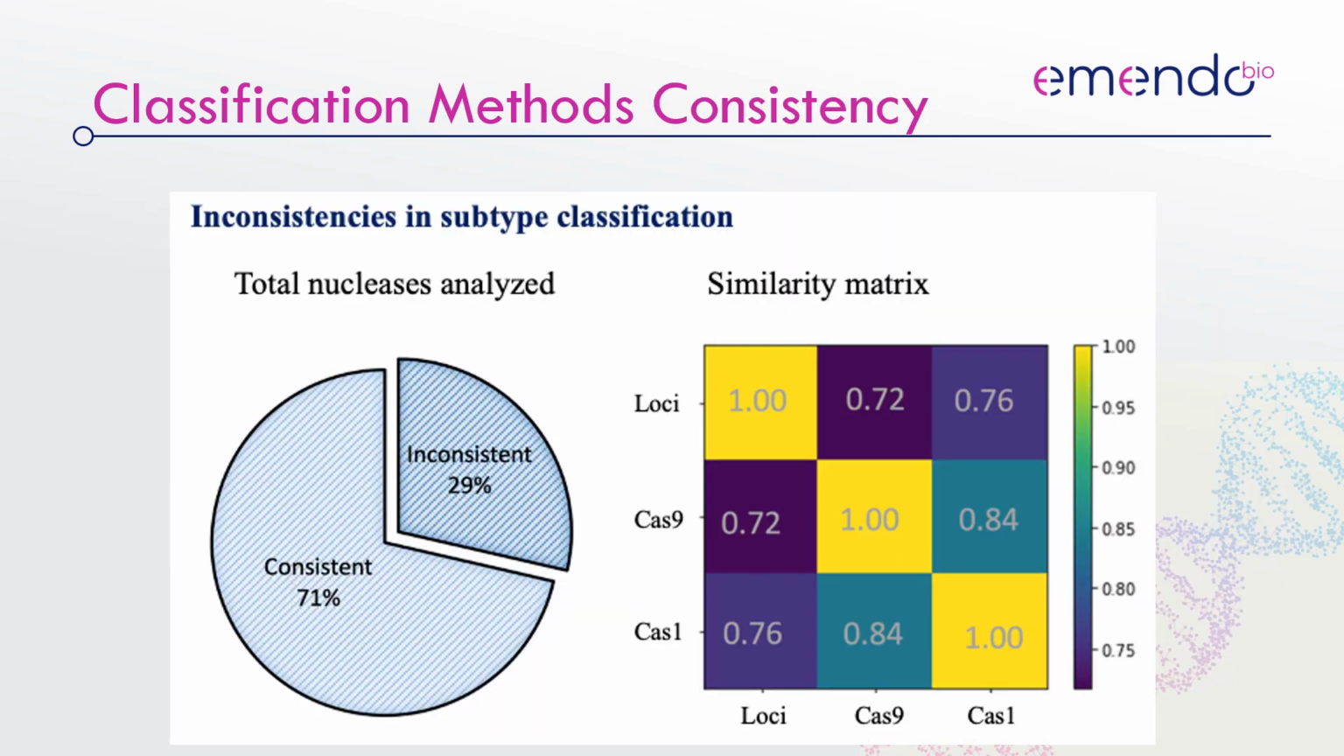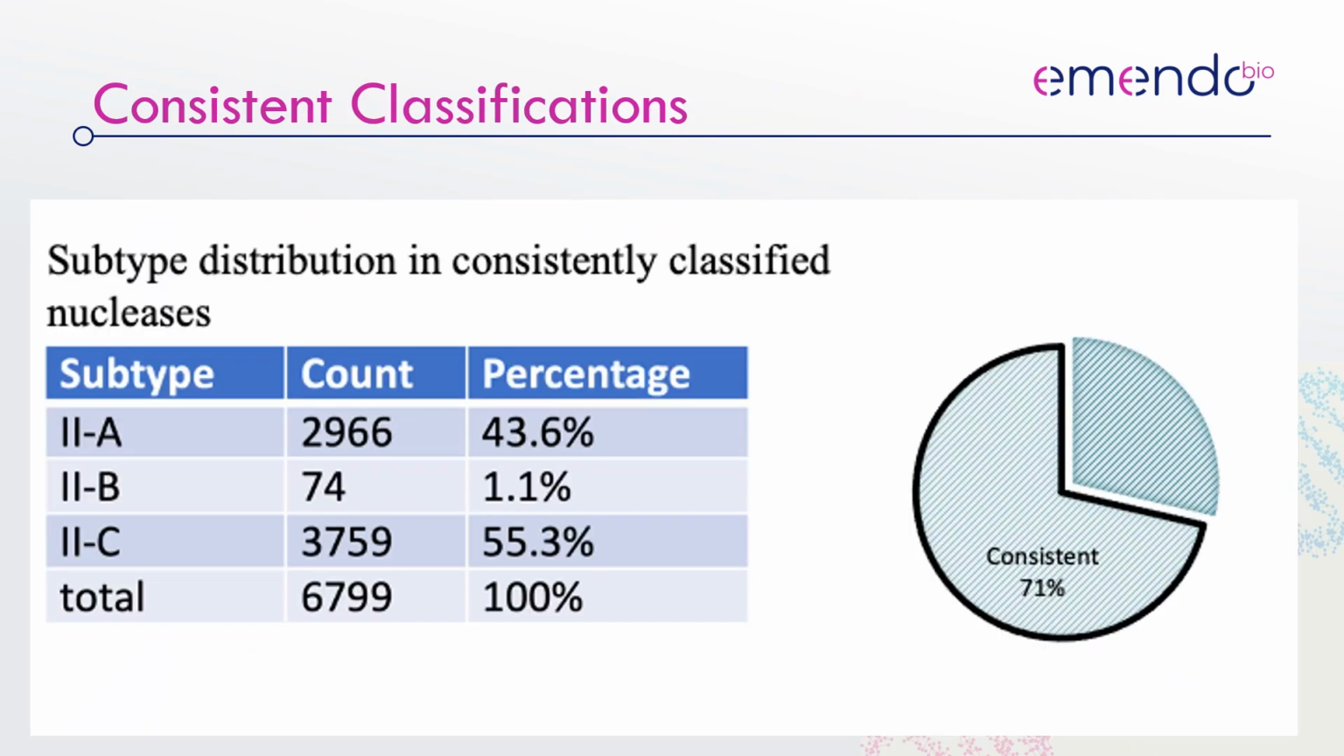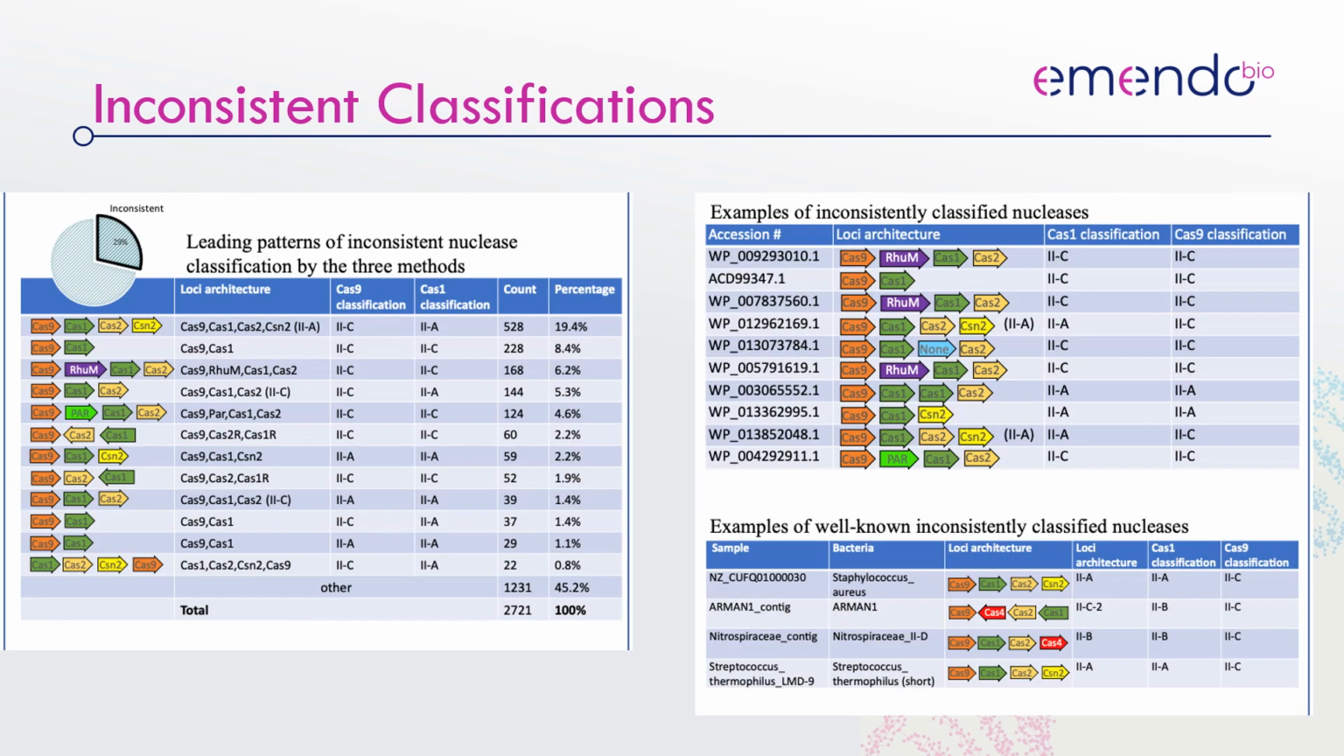The classifications from each pair of methods were compared, and the pairwise consistency ranges from 70 to 80%. Overall, only 71% of the nucleases were classified to the same subtype in all three methods. Out of these consistently classified nucleases, which represent around 70% of our data, 55% was classified to 2C, 44% to 2A, and only 1% to 2B.